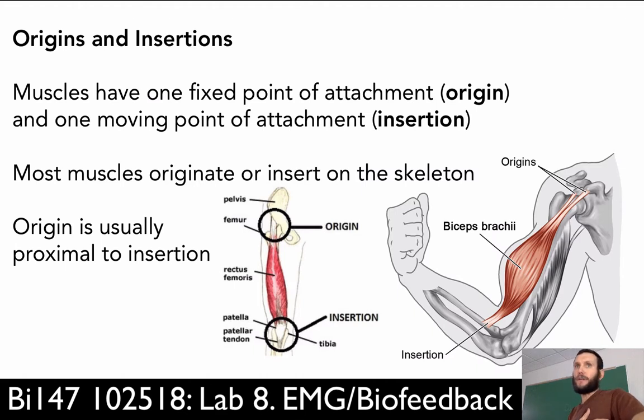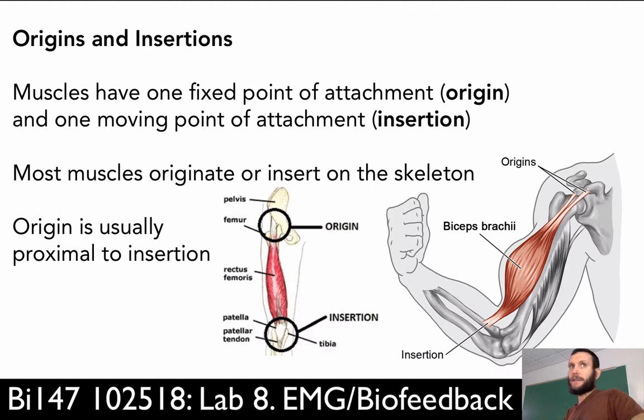So here are a couple examples. I was able to find a nice high-res picture of the origin and insertion of the biceps brachii. The origin is there on the coracoid process and part of the glenoid cavity of the scapula. And the insertion is on the radial tuberosity of the radius. So when you flex your arm, that radial tuberosity, that insertion, is what's actually moving, and the origin is not. The muscle contracts and moves our arm.